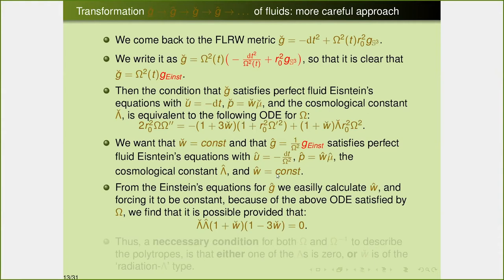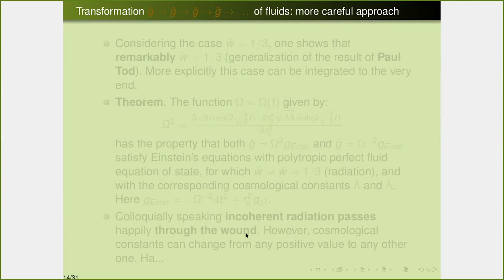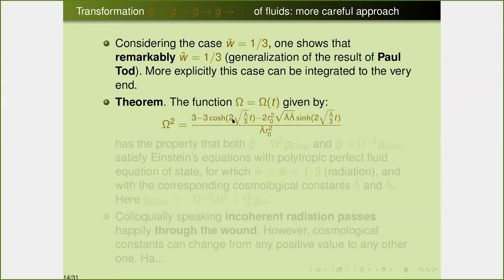If I take this case of the integrability conditions, what I see very quickly is that if both lambdas are non-zero, then on the other side W hat must again be one third. So there should again be radiation. And in such a case, I can explicitly solve this second order ODE for the function omega, and that's the solution.